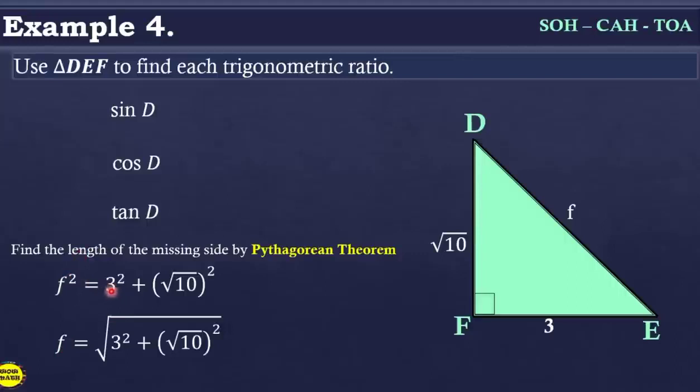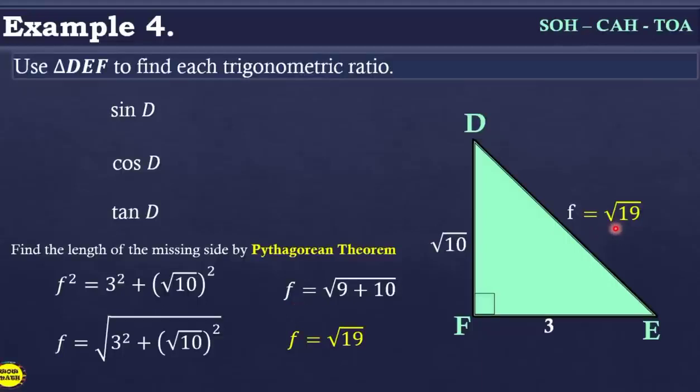Okay? And then for 3 squared, since nag-square tayo both sides, so this is 3 squared. And then, since naka-square din po ito, mawawala, may eliminate na po itong ating radical sign. Okay? So, magiging ano na lang po siya. We have 3 squared is 9, and then this will become 10. So, your f is equal to square root of 19. So, yun po ang ating measure ng hypotenuse. So, that is square root of 19.